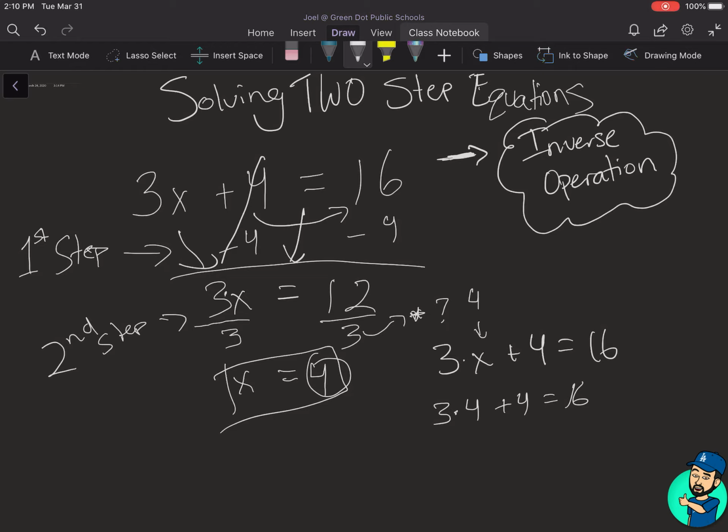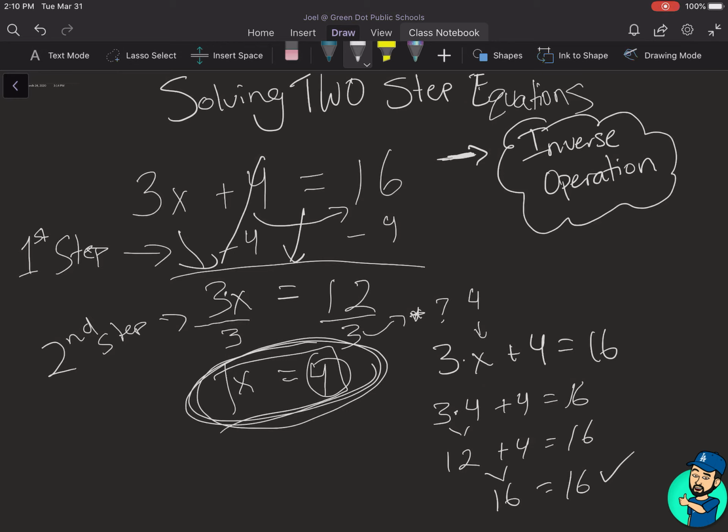In PEMDAS, in the order of operations, multiplication goes before addition. So now we need to multiply 3 times 4, and that will give us 12. Then plus 4 equals 16. 12 plus 4 is 16. And 16 does equal 16, which concludes that x equals 4 for this problem.